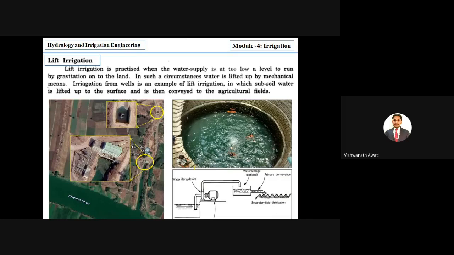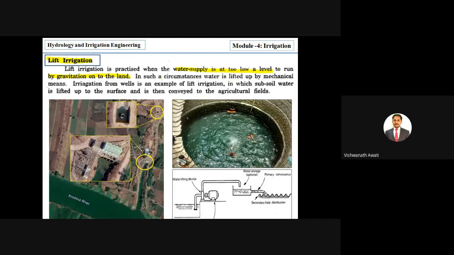First one is flow irrigation, and in that we studied different types of flow irrigation. Next we'll go for lift irrigation. So right here water is lifted to a higher level. Lift irrigation is practiced when the water supply is at a low level, too low to run by gravity to the land. So here we are not getting water flow to the agricultural land by gravitational force. So that's why water has to be lifted.